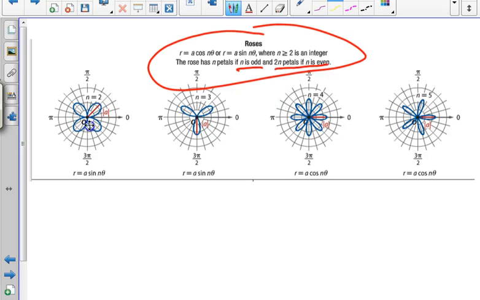So when you put a 2 in, you get 4 petals, okay? If you put a 3 in, you get 3 petals. If you put a 4 in, you get 8 petals. If you put a 5 in, you get 5 petals. So odd, it doesn't double; even, it does.